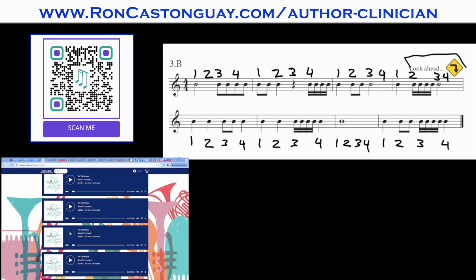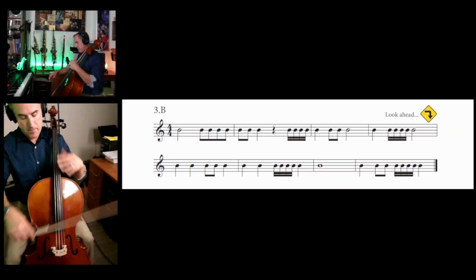Okay, so again, if you got it right, if you really grasp the concept, now would be the time, if you haven't done so already, to perform it on your instrument.